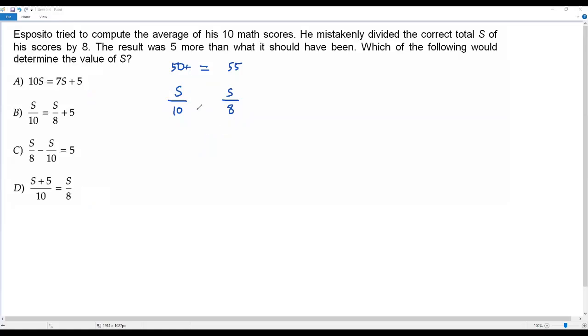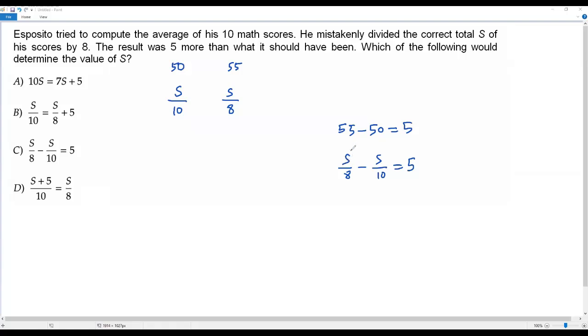Okay, now we can do one more thing. The difference between these two values is 5 because we already know that this is 5 more than the correct average S over 10. That is, the difference between 50 and 55 is 5. So to get the difference between 50 and 55, we always subtract the smaller value 50 from the bigger value 55. That is 55 minus 50. We get just 5. In place of 55, we have S over 8, and minus, in place of 50, we have S over 10. We can write S over 8 minus S over 10 equals 5.